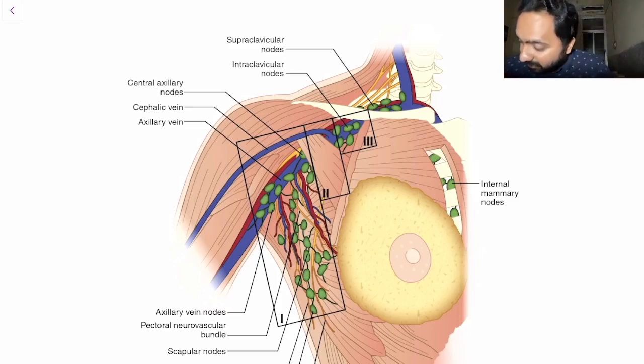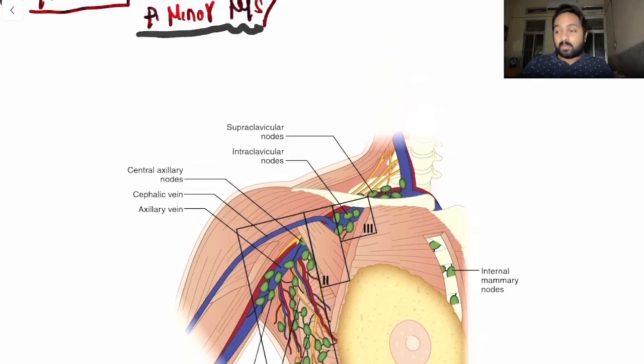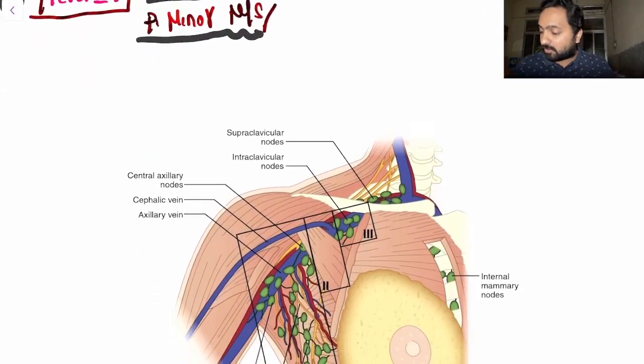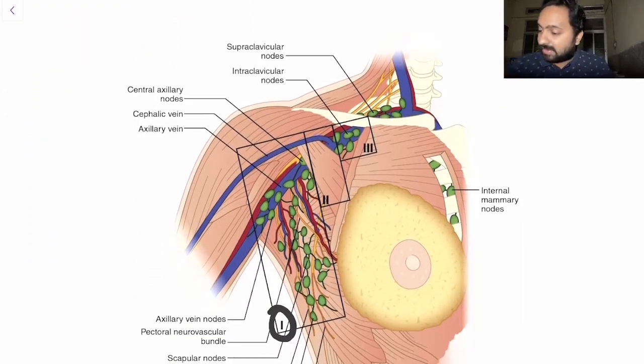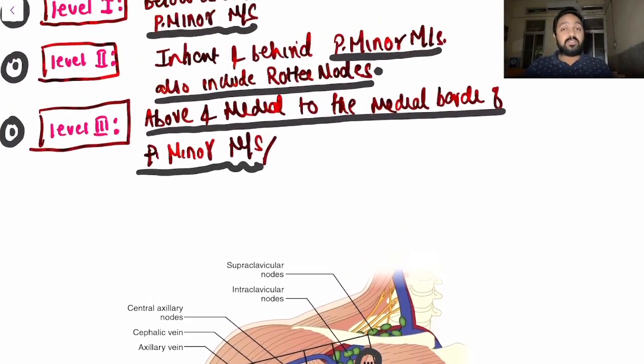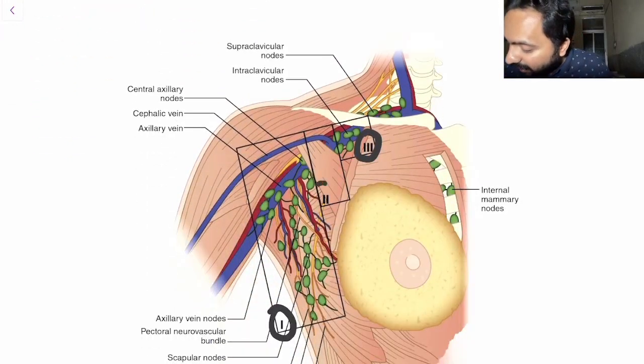So we have this level 1. So if you look over here at the level 1, what is level 1? Please refer back. It is below and lateral to the lateral border of your pectoralis minor. Then level 3, right, is medial to the pectoralis minor, and then we have your level 2, which is in front and behind your pectoralis minor.